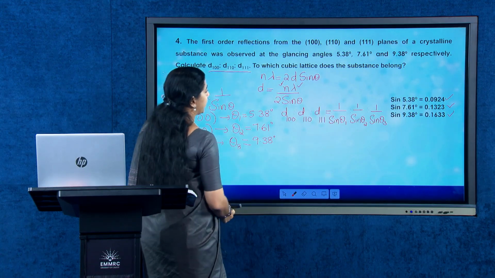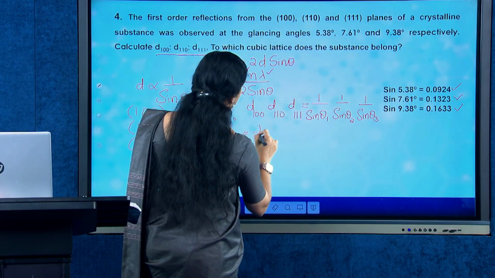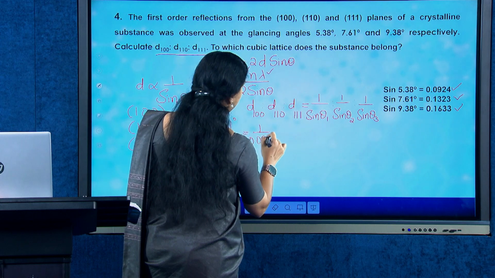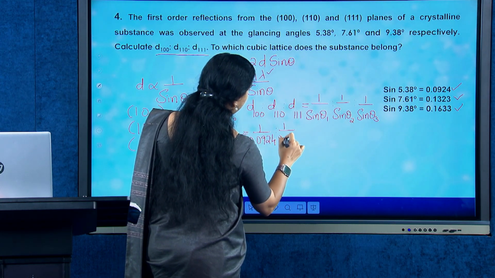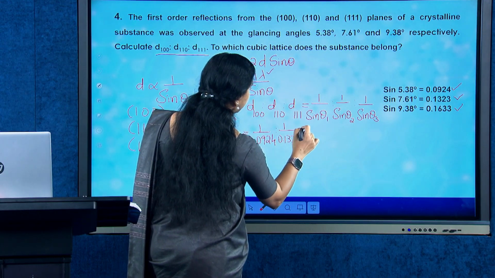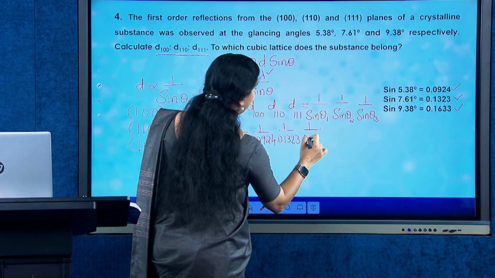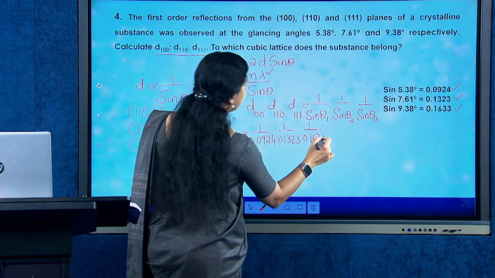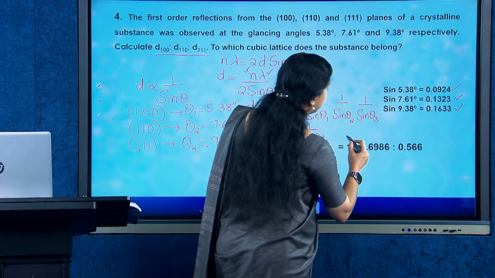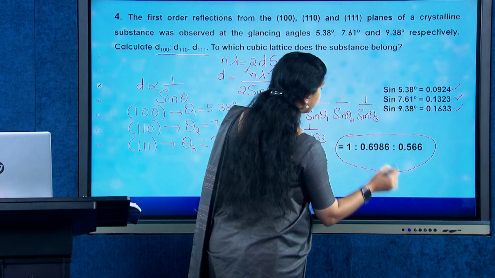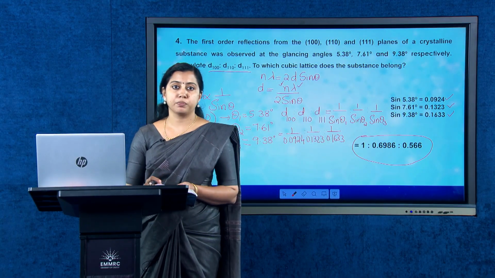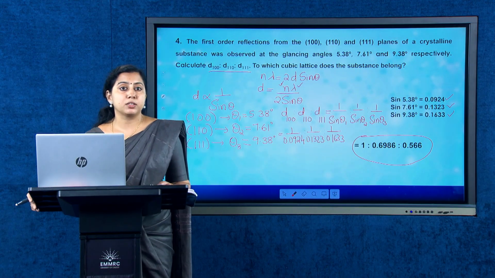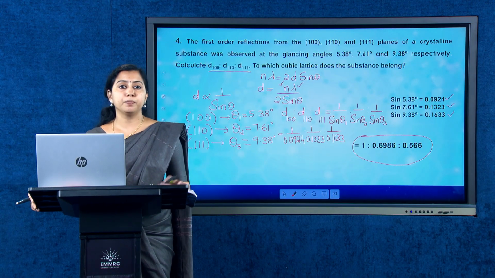So, you can substitute the values here. We get 1 by 0.0924 is to 1 by 0.1323 is to 1 by 0.1633, and that will be approximately equal to 1 is to 0.6986 is to 0.566. So, we have solved the first part, we have calculated the ratio of the interplanar spacings.